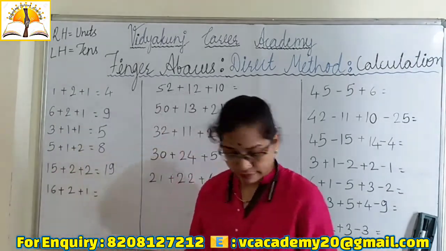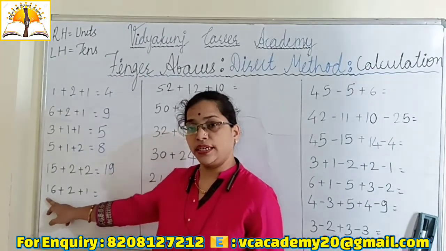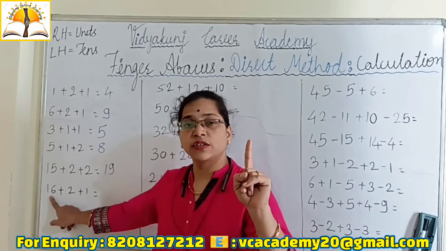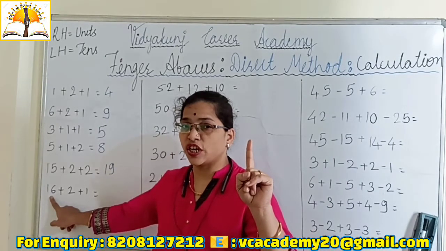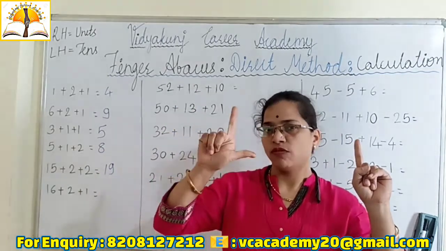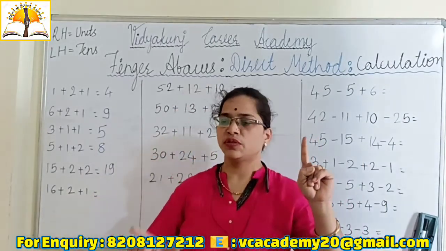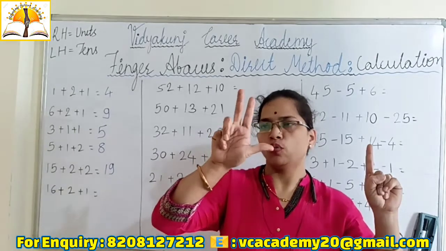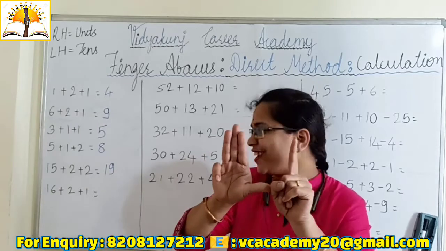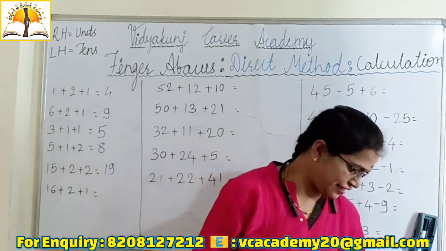Next number 16. Again I have taken a 2-digit number. 16: 10, and here 6 is in the units place. So we have to represent it with the help of our right hand. 6: thumb is 5, one finger makes 6. 16. The next number given is 2. Then we have to take 2 on the right hand: 1, 2. What is this? 18. Now the next number 1. Then 19.